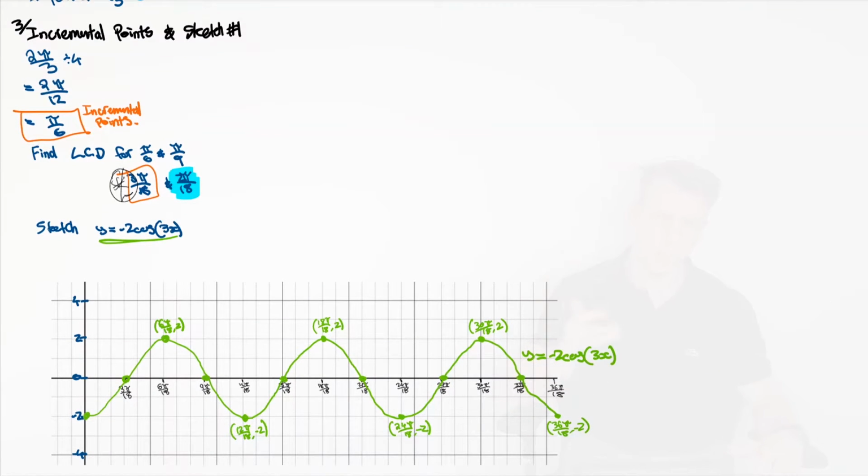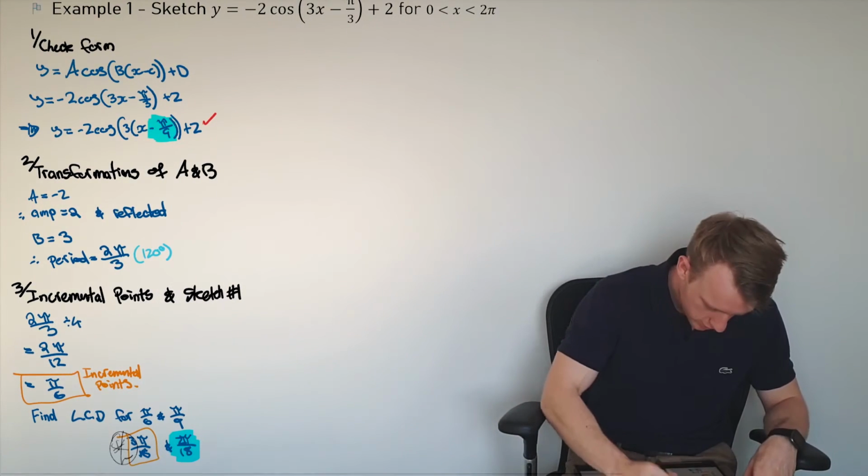Okay, so now that we've identified these maximum and minimum points, we've done an initial sketch, we're going to consider the transformations of C and D. So again, I did say this is a sledgehammer. You're not going to need to do this process for every single question, just the ones that are really hard.